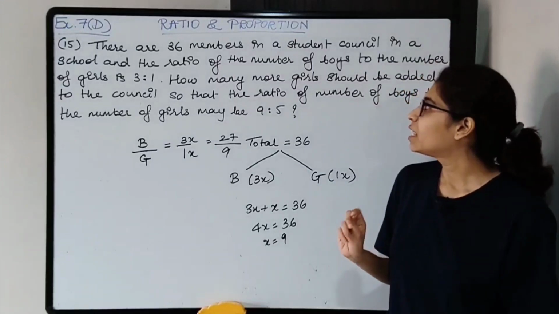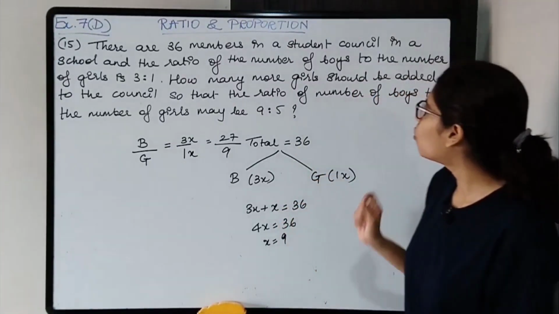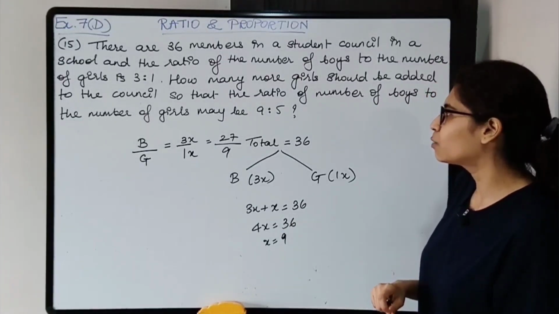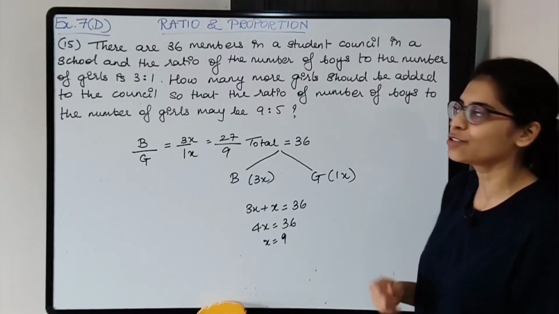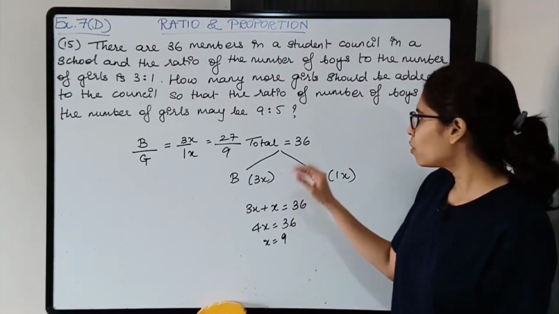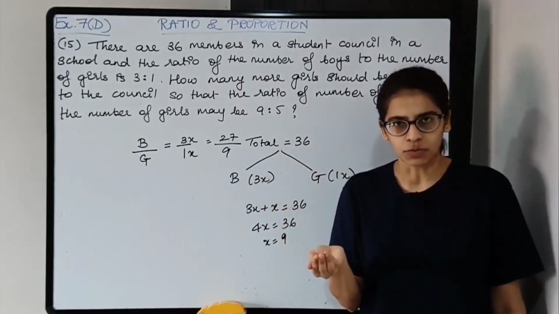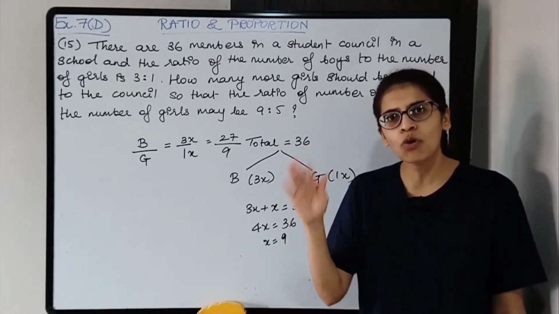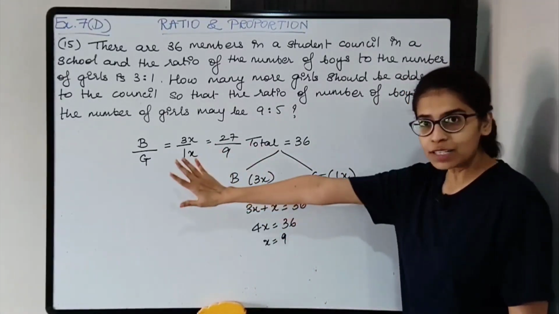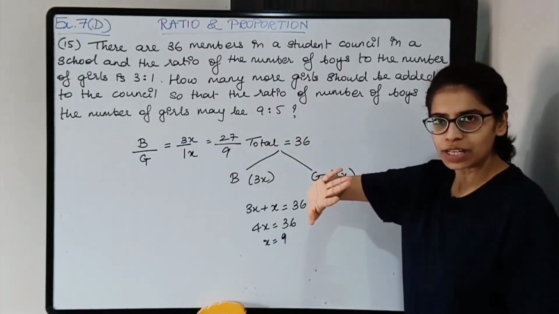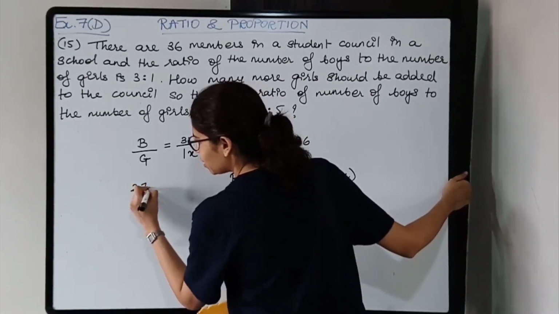Now there is one more part of the question. How many more girls should be added to the council so that the ratio of number of boys to the number of girls may be 9:5? So council has 36 members. We need to add more girls to the council. More girls are added in the council. So boys will remain the same. Boys are 27 only. So boys will remain as it is, only 27.